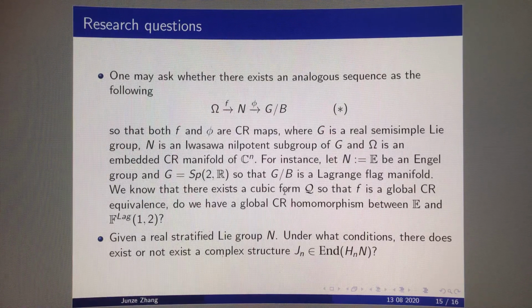So in this case, we cannot find an integrable almost complex structure defined on the horizontal distribution. In other words, there is no complex structure defined on the horizontal distribution, so that this N is a CR manifold. We want to find more conditions like this, to conclude under what conditions there is no CR structure. So that's all for my talk, and thank you for listening.